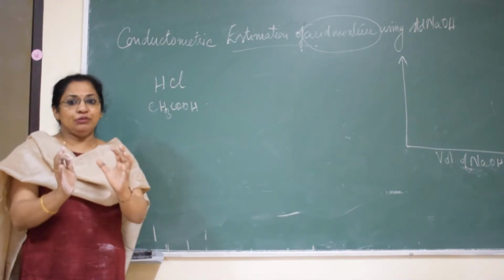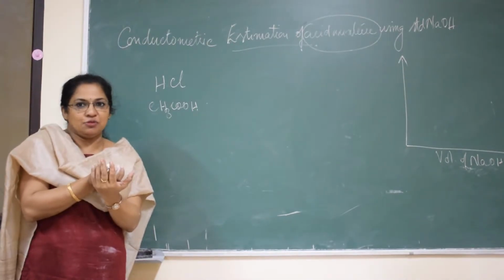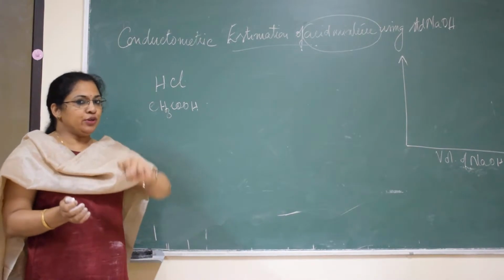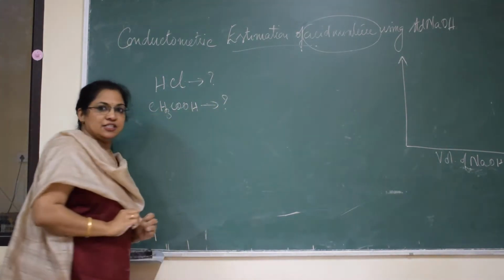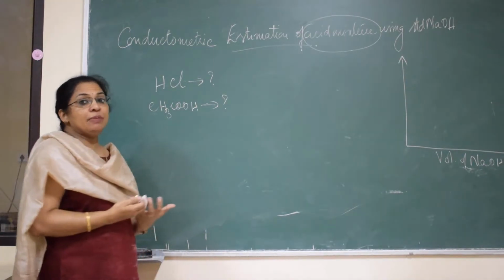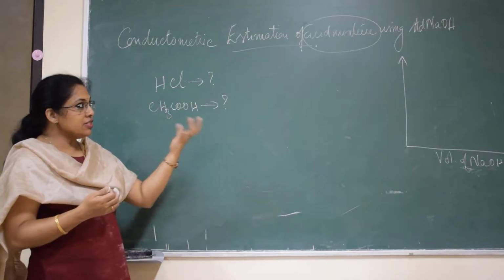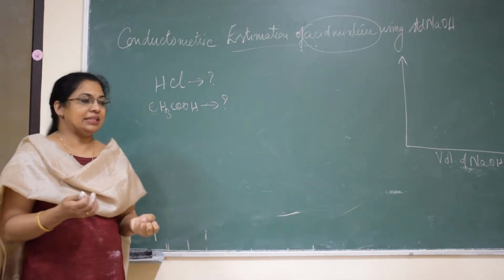So I am going to give you today a mixture of two acids. Both hydrochloric acid and acetic acid mixed together will be given to you. Your job is to find out how much HCl is present and how much acetic acid is present. And how do you find out? You are going to find out by using sodium hydroxide, which, as you know, is a strong base, and which I am going to use for the titration.